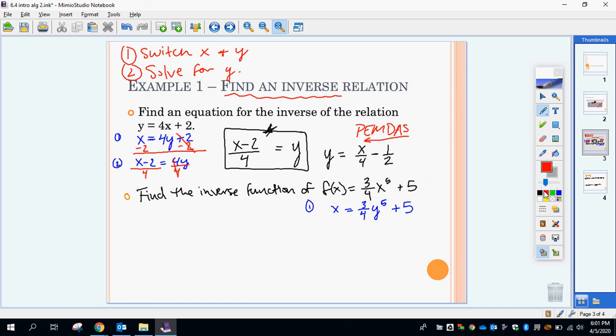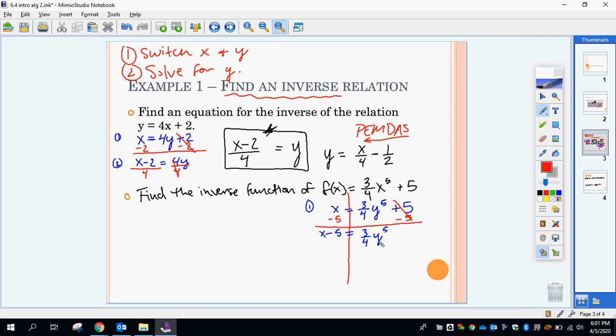Step 2 is solve. Reverse order of operations. So we want to undo any subtraction or addition, which we have here. So we're going to subtract 5 to undo the add 5. We're going to do that on both sides of the equal sign. Okay, here's our equal sign for reference. x minus 5 on the left, and 3/4 y to the 5th on the right. So we undid addition and subtraction. Now we want to undo any multiplication or division.